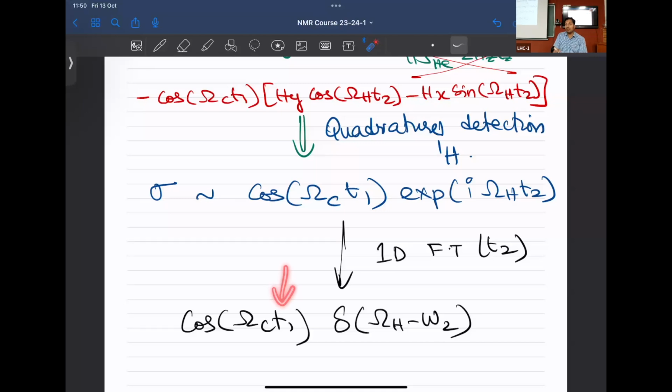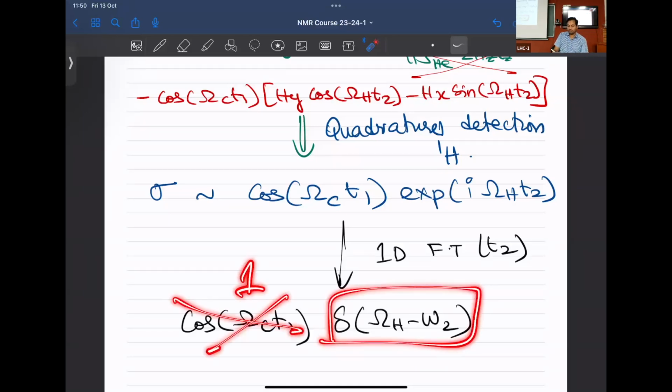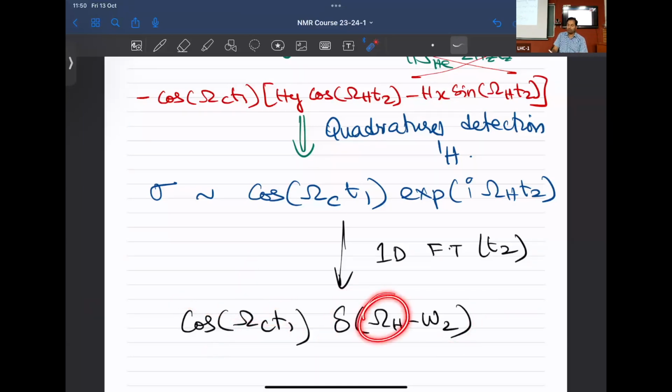On the other hand, therefore, the T1 will modulate the intensity of the Dirac delta function now. Is that true? Let me repeat it again. You will get a Dirac delta function. If this did not exist, if this was 1, you would have gotten 1 at omega H. True? Now, on top of that, you have a multiplication of a cosine term.